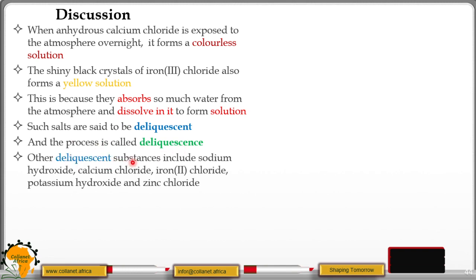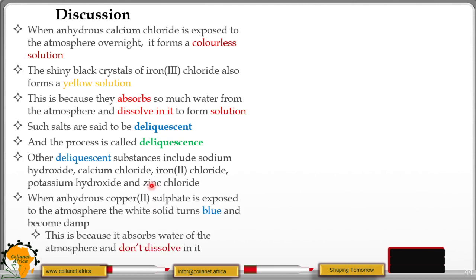Other deliquescent substances include sodium hydroxide pellets, calcium chloride, iron 2 chloride, potassium hydroxide pellets, and zinc chloride. They all absorb water from the atmosphere, dissolve in that water, and form a solution. When anhydrous copper 2 sulfate is exposed to the atmosphere, the white solid turns blue and becomes damp. In other words, it doesn't dissolve in that water to form a solution.